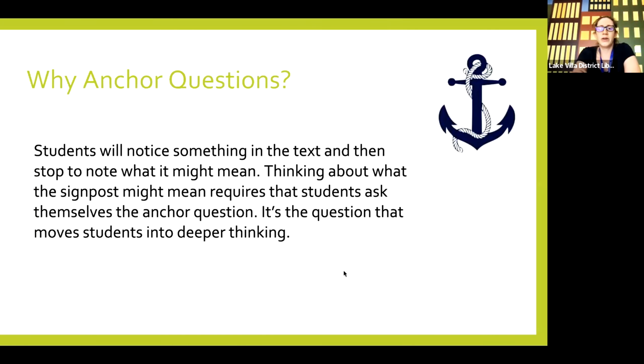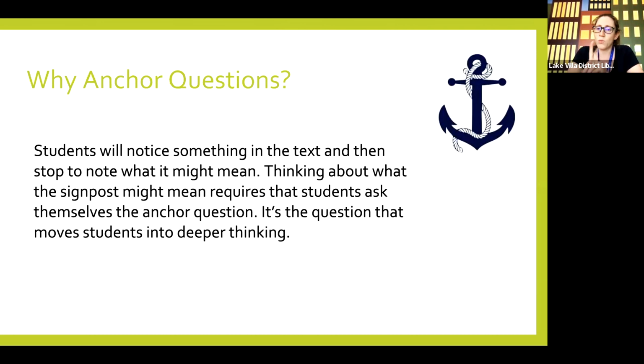So students are going to notice something in the text, so the signpost using the signal phrase, and they're going to stop to note what it might mean for the text, right? So thinking about what the signpost might mean requires that students ask themselves the anchor question. So we picked one anchor question, and originally these researchers had a ton, but what they realized was when they asked more questions, the kids were just waiting for the teachers to give them the answers instead of going into the text themselves and formulating their own questions and predictions for the text.